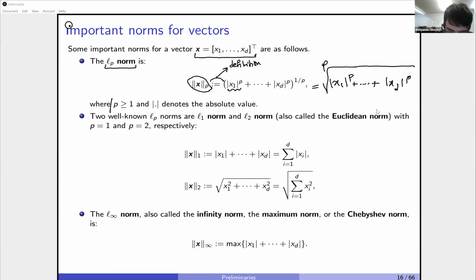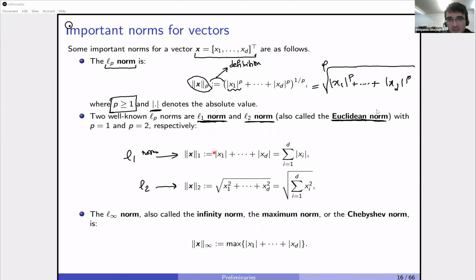And p has a condition: it is always greater than or equal to 1, and it is usually an integer for us, but it can be a float too. It can be a float number or real number, I mean. And this is the absolute value. Okay, so we have two well-known LP norms, which are the L1 norm, these are the most famous norms, and the L2 norm. The L2 norm is also called the Euclidean norm. So when we set p to 1, we'll have the L1 norm, and this is the L2 norm.